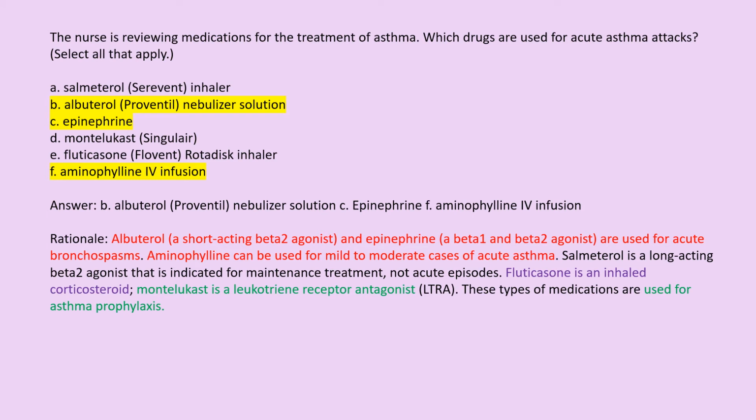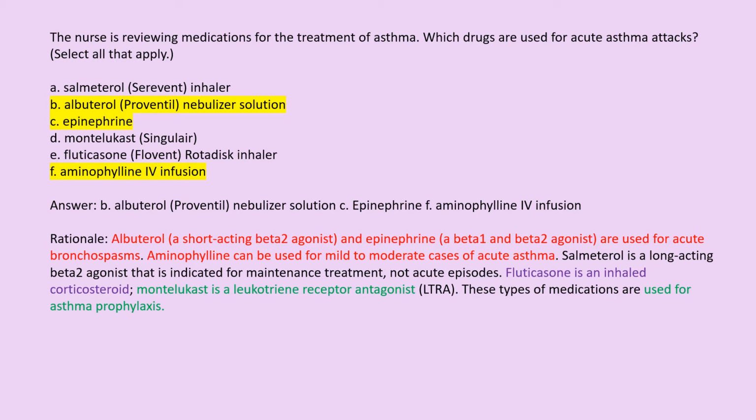Answer. B. Albuterol, Proventil, nebulizer solution. C. Epinephrine. F. Aminophylline IV infusion. Rationale. Albuterol, a short-acting beta-2 agonist, and epinephrine, a beta-1 and beta-2 agonist, are used for acute bronchospasms. Aminophylline can be used for mild to moderate cases of acute asthma. Salmeterol is a long-acting beta-2 agonist that is indicated for maintenance treatment, not acute episodes.